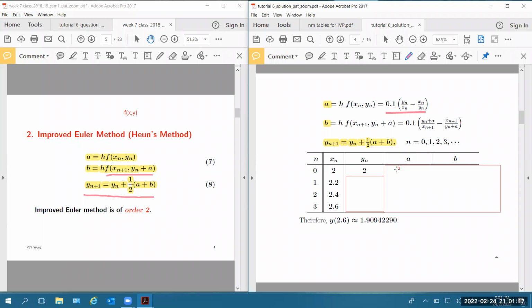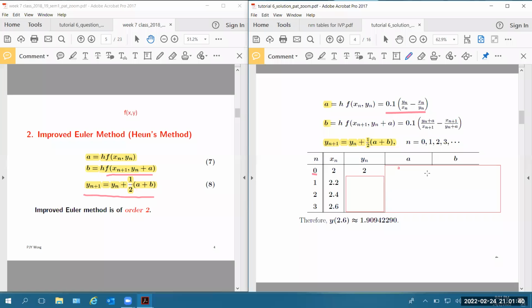Then you see where your A is. Your A is in the first row, right? So in this row, your n is 0. Therefore, this one is x_0, y_0. Is it okay? All right, so this is how you get to your A.